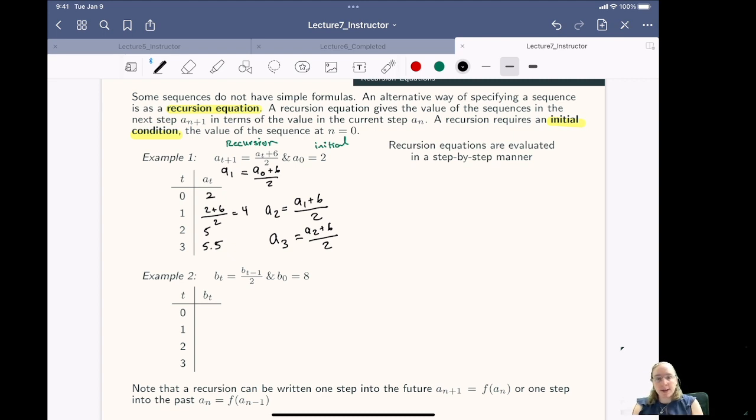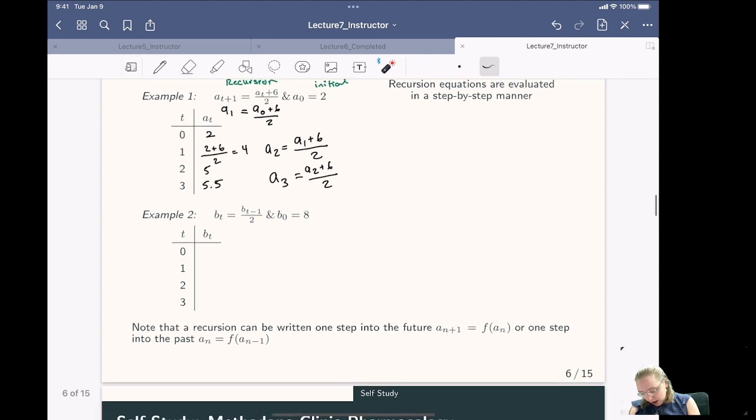All right, let's do one more example. So we can write a recursion equation as a(n+1) as a function of the previous step. That's what we did here. We had a(n+1) as a function of a(n). Here, n is represented as t. But we could also specify a recursion equation where we say the current step as a function of the previous step. They're equally valid. So we could rewrite this recursion equation in the next step way by saying b of t plus 1 is equal to b of t over 2. So the future step as a function of the previous step.